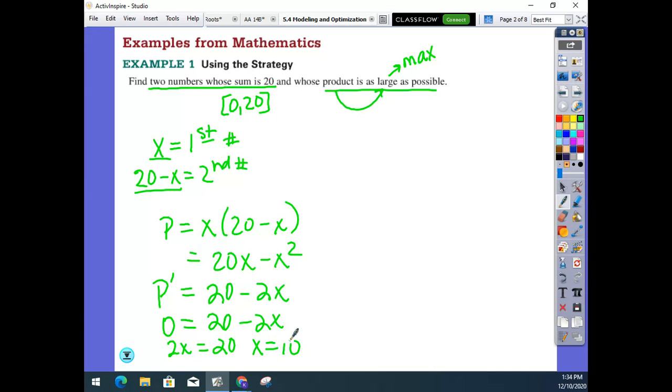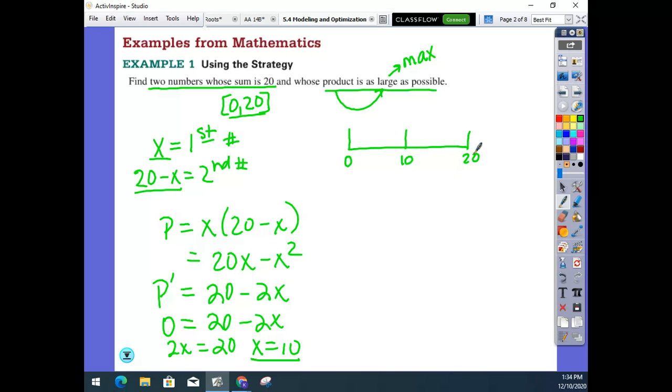and then we're going to insert our number into our endpoints. So we have 0, 10, and 20. So we're going to look at our derivative, and if I plug in 1, I get 20 minus 2, which is positive. Plug in 11, 20 minus 22 is negative. So that means P is increasing, then decreasing, which is why this is proof this is a maximum.